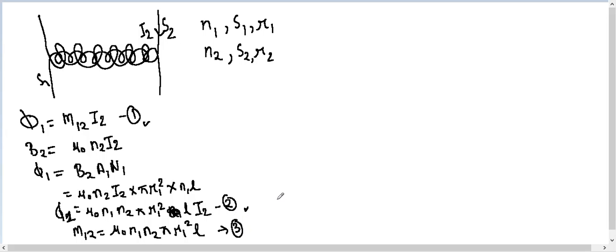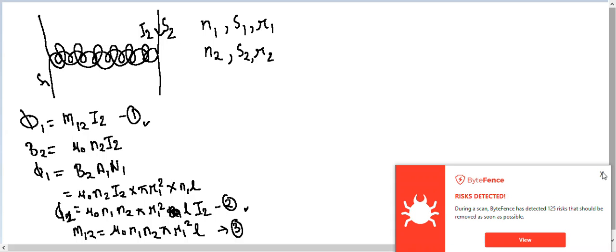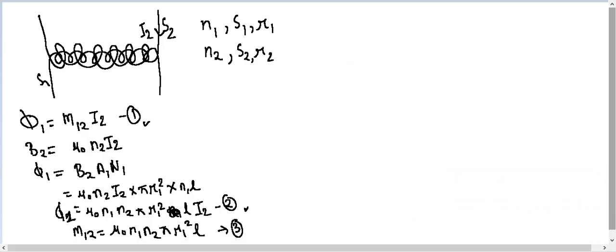Alright, so now let us consider the reverse case. A time varying current I1 passed through the solenoid S1 results in the development of magnetic flux phi 2 through the solenoid S2. Therefore, we can say that phi 2 is equal to M21 into I1, where M21 is the coefficient of mutual induction of the solenoid S2 with respect to S1.